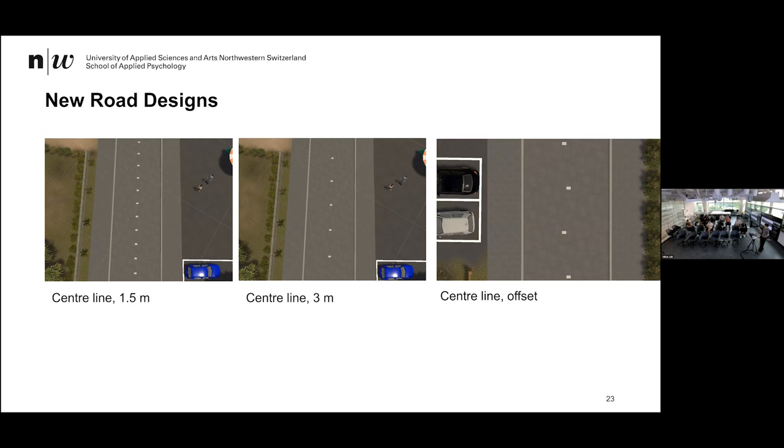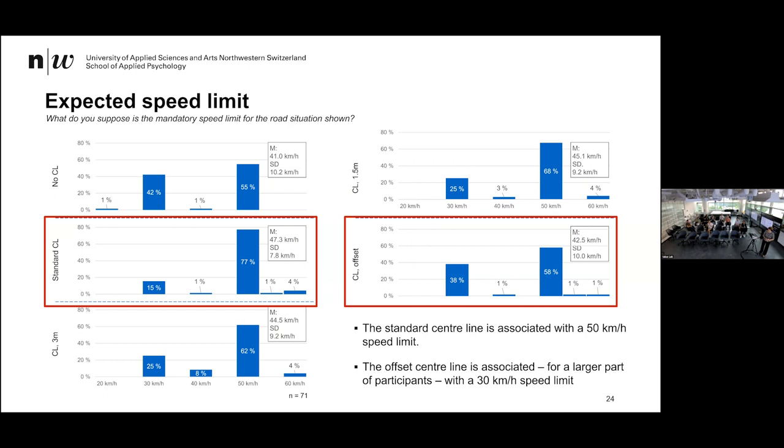And there we go, right into the results. What you see here is a distribution of answers to the question: what do you think, what's the speed limit here? This question was addressing our research question with respect to how understandable this street design is. Do people understand that this is supposed to be a road where you reduce your speed?